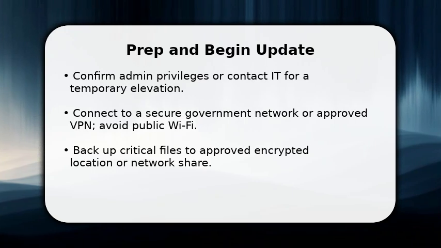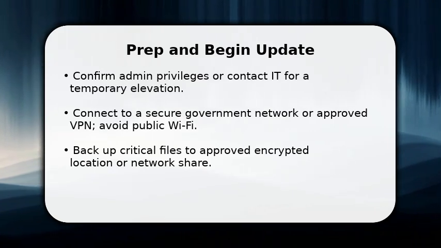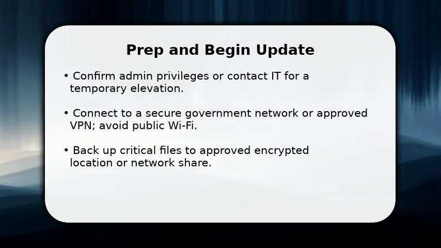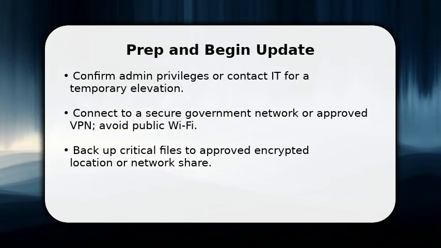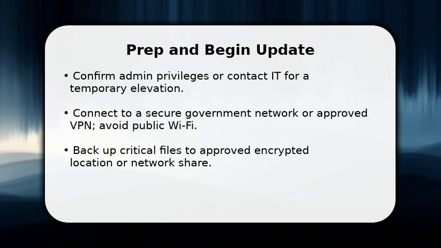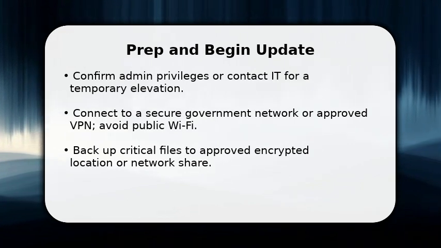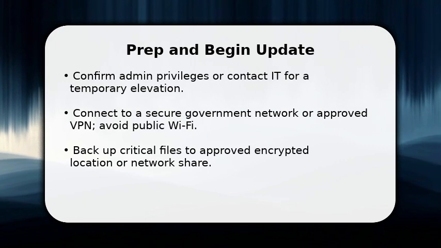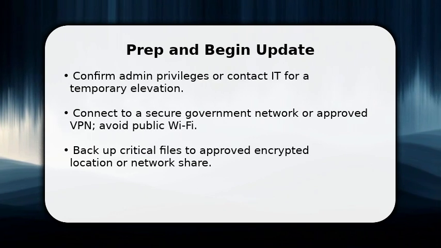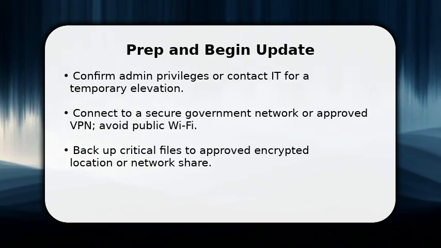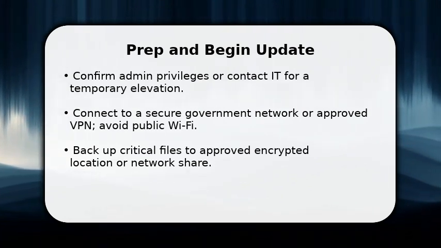You start by confirming you have admin rights or that it has granted temporary elevation. This is required to install system updates. Once confirmed, connect to your agency's secure network or approved VPN to ensure policy compliance and update source integrity. Make a quick encrypted backup of essential files to the authorized network share so you can restore if needed.